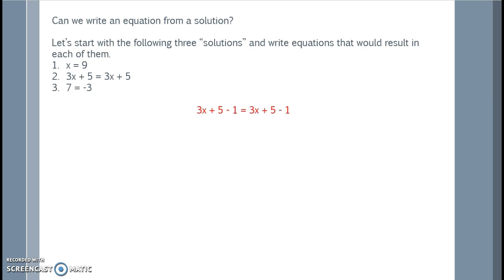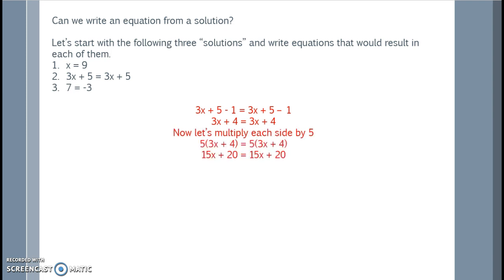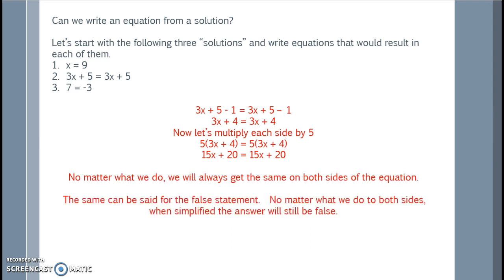Let's move to 3x plus 5 equals 3x plus 5. And let's say I subtract 1 from both sides. That would give me 3x plus 4 equals 3x plus 4. Now let's multiply each side by 5. Simplifying would still give me 15x plus 20 equals 15x plus 20. No matter what we do, we will always get the same on both sides of the equation. The same can be said for the false statement. No matter what we do to both sides, when simplified, the answer will still be false.